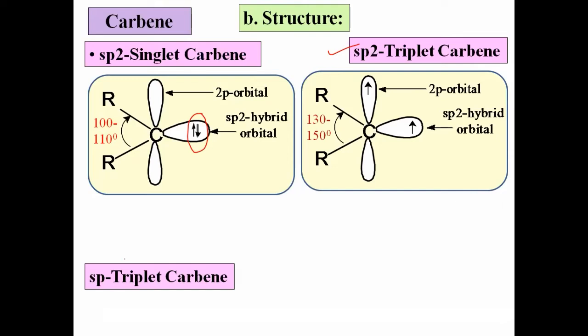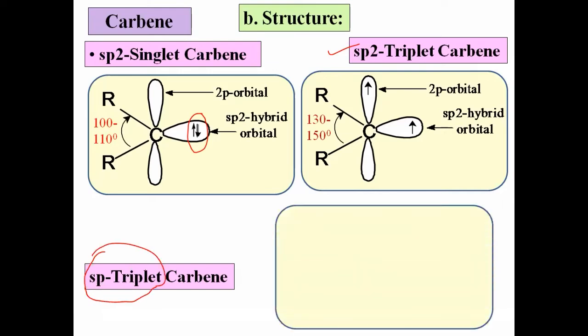Now there is one more form, and this is the sp triplet carbene. ठीक आहे, या तिसऱ्या फॉर्म बद्दल सुद्धा आपण बघूया. ओके, this is our central carbon. Now in this case the hybridization is sp: one s orbital and one p orbital mix up and recast, and two hybrid orbitals are formed. This is called sp hybridization, and they form two covalent bonds.